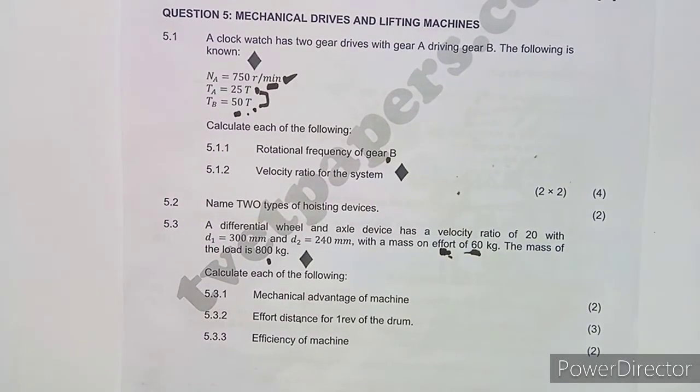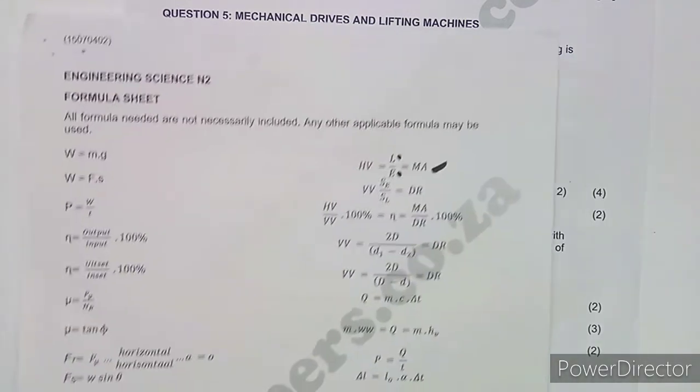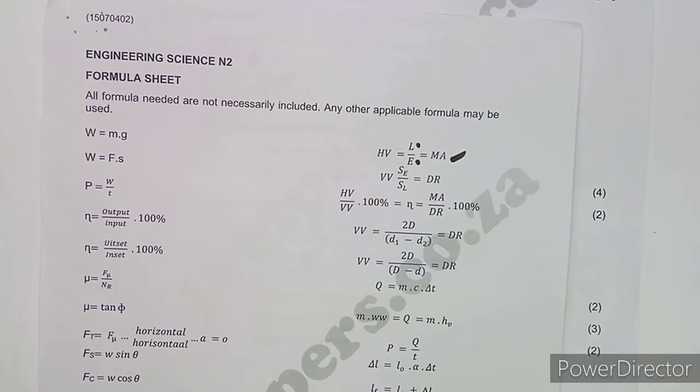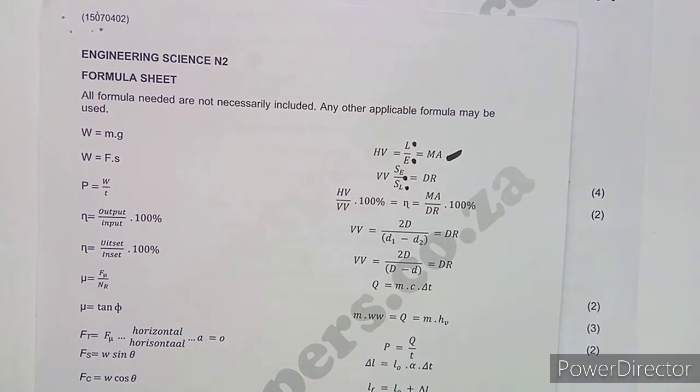The question further on goes to ask us to calculate the effort distance for 1 revolution of the drum, which is 1 rev. So 1 rev of the drum means a revolution. All right, what is going to be the effort distance? This is what I want you to understand, guys, from the velocity ratio. Let me show you here how it's given here. This is the velocity ratio here, which is actually the effort distance over the load distance.